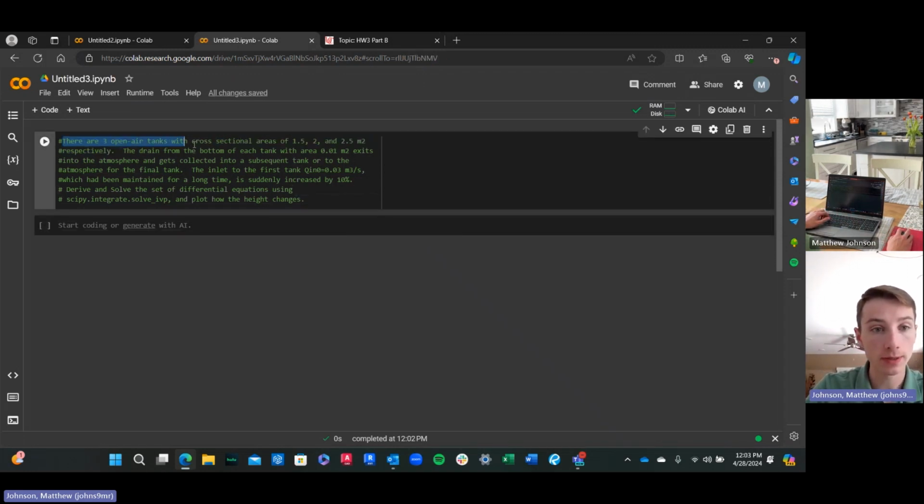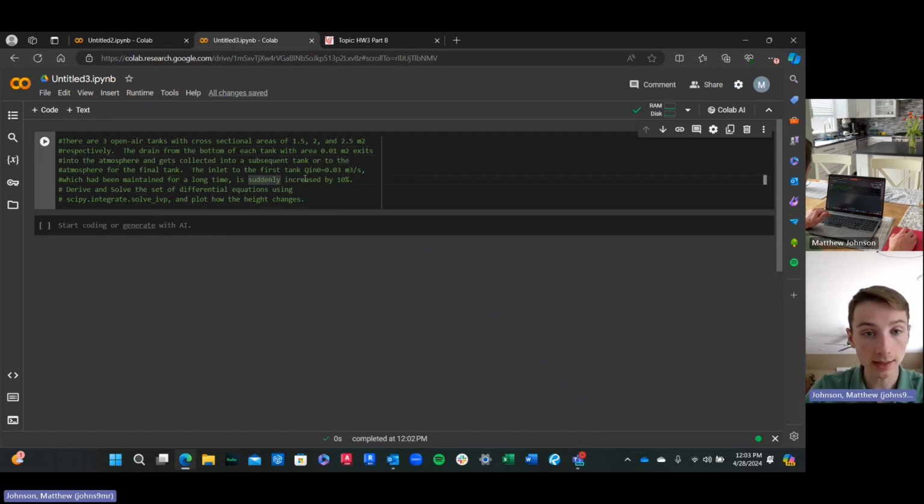So there are three open air tanks with cross-sectional areas of 1.5, 2, and 2.5 square meters respectively. Okay, so the tanks get larger as they drain into each other. The drain from the bottom of each tank, an area of 0.01 square meter, exits into the atmosphere and gets collected into a subsequent tank, or to the atmosphere for the final tank. Okay, just like we drew in our last example.